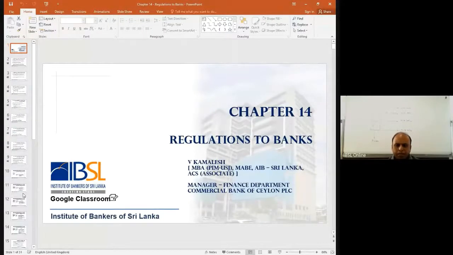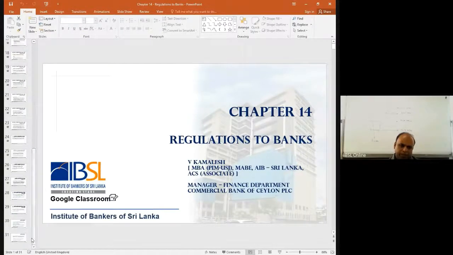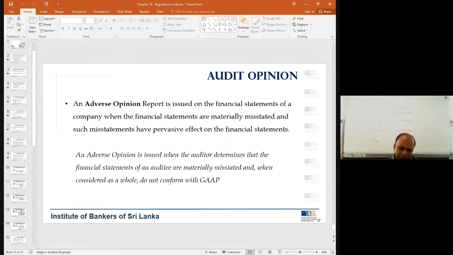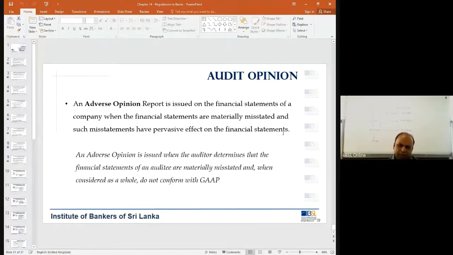Because regulations to banks is a separate question in your exam. There is one separate question for 20 marks. So you have to be very careful in choosing that question because you have to be very thorough with the theoretical part of that area. Specifically, in these regulations to banks, you have to know the sections, the definitions, and the underlying theory behind them. All those are very important.